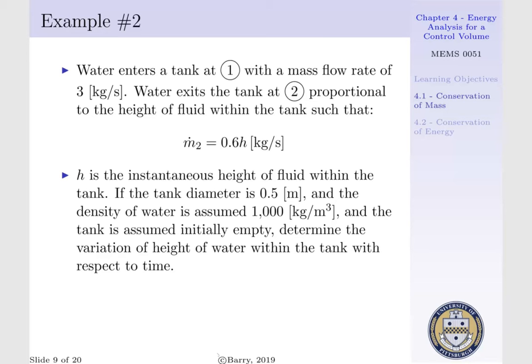If our tank diameter is a constant of 0.5 meters, the density of water is assumed to be 1,000 kilograms per cubic meter, and our tank is assumed initially empty, we want to determine the variation of height of water within the tank as a function of time.